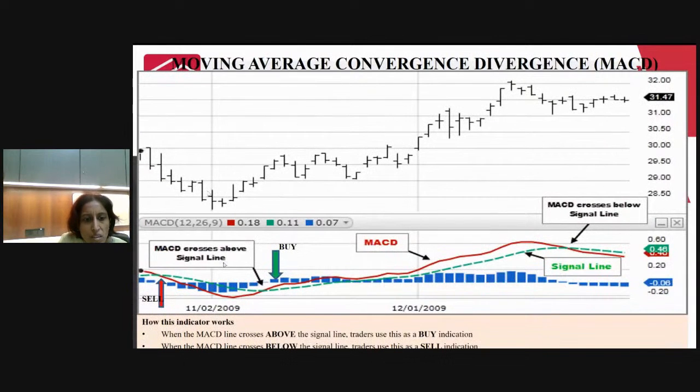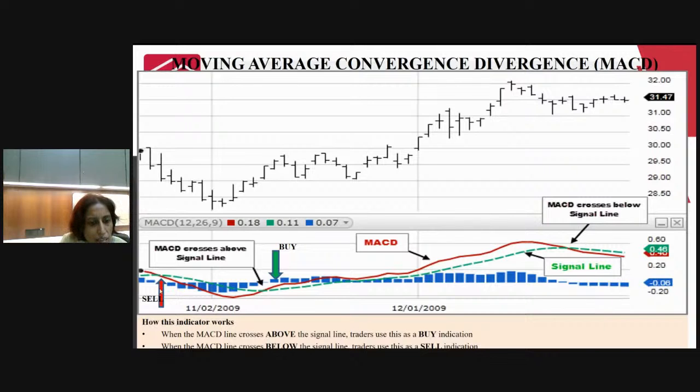So as the MACD goes over and above the signal line, and it is also above the zero line, it indicates that it is a time to buy. And if the MACD is falling below the signal line, as over here, and it is also falling below the zero line, then it is indicative of selling or taking a short position in the market and thereby coming out of the market.